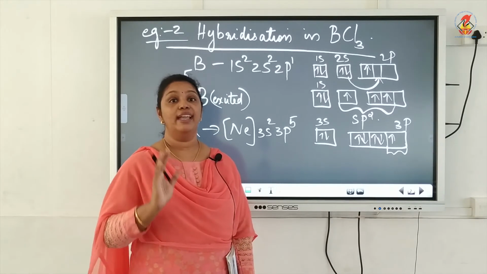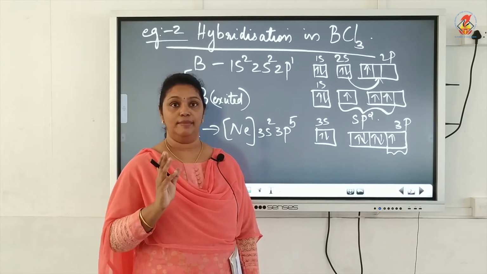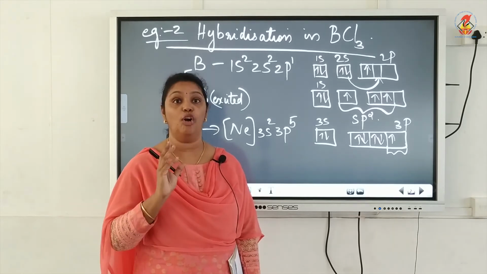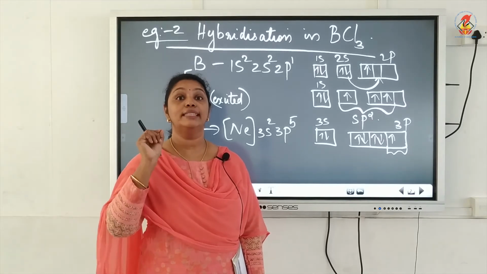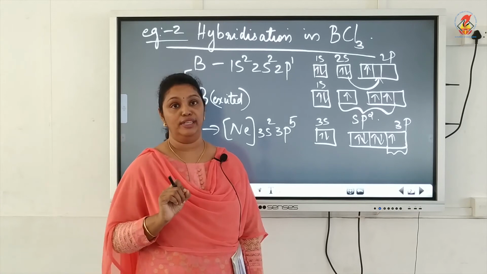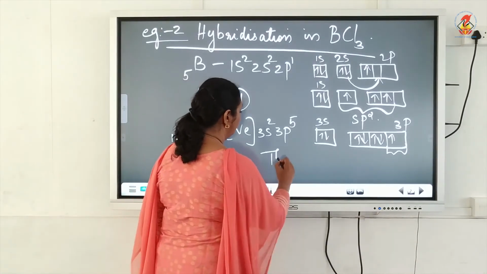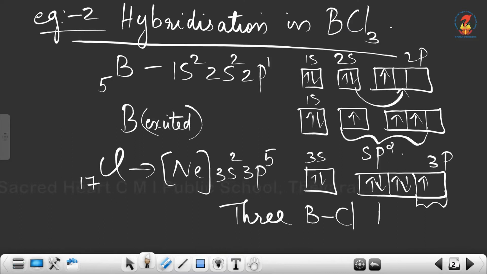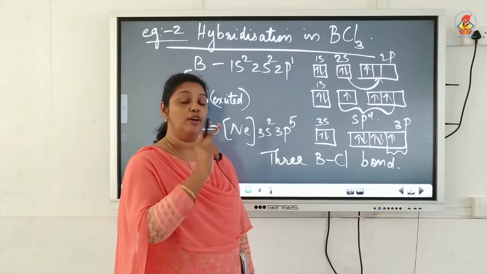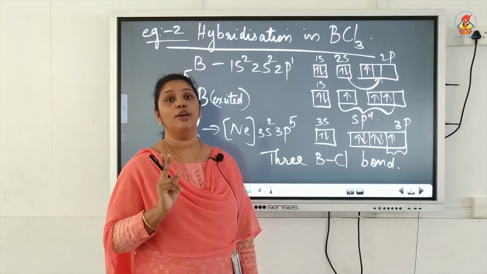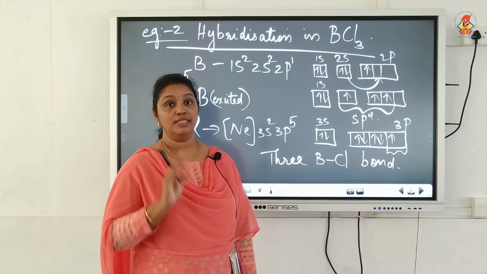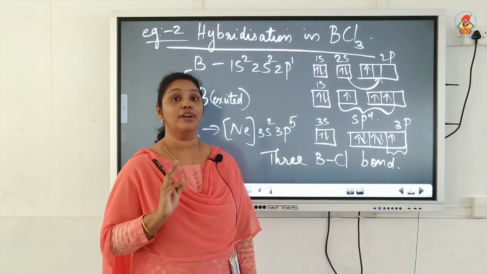The 3 sp2 hybrid orbitals on the boron atom will overlap with the half-filled 3p orbitals of chlorine to form 3 B-Cl bonds, and they are sigma bonds. So in this case the overlapping of the sp2 hybrid orbital is with the half-filled 3p orbital of chlorine, because it is the formation of BCl3, boron trichloride.